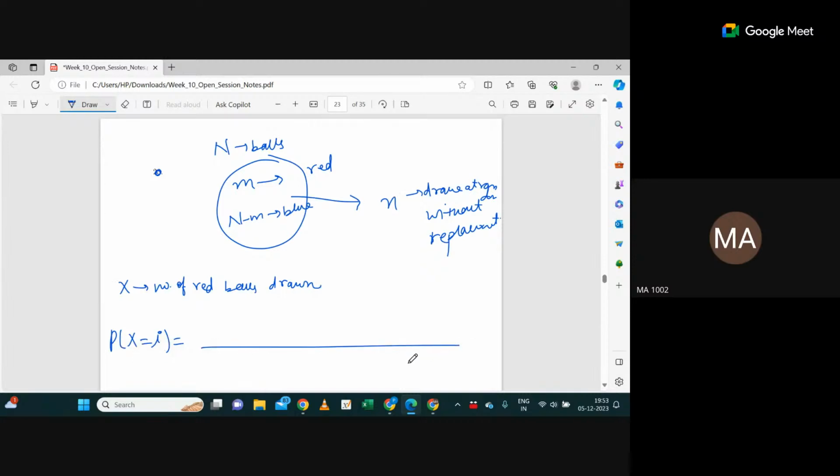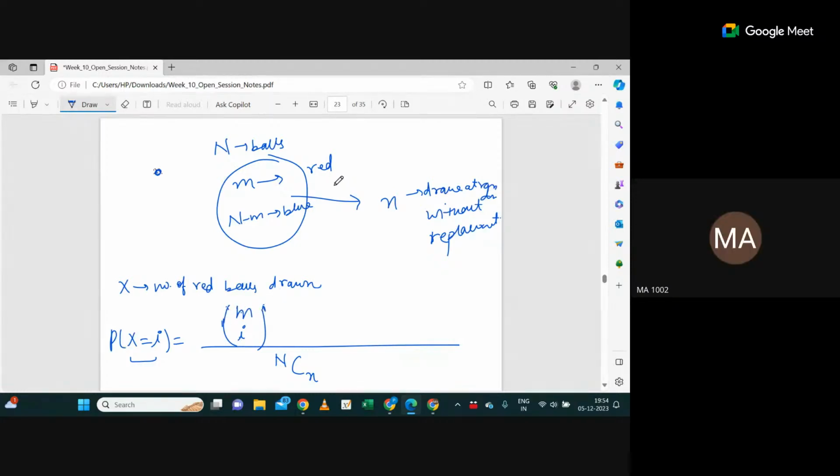It's a simple probability. Basically, what is the total number of cases? In how many ways can you draw small n balls out of capital N balls? N C n, right? And what is the favorable case? I have to draw i red balls. In how many ways can you draw i red balls without replacement? M C i, right?